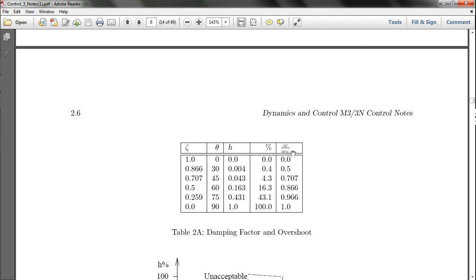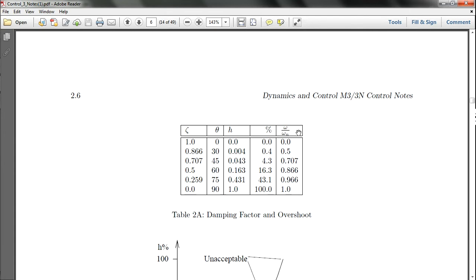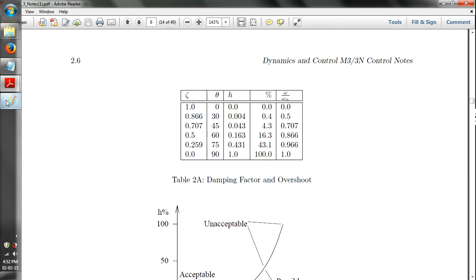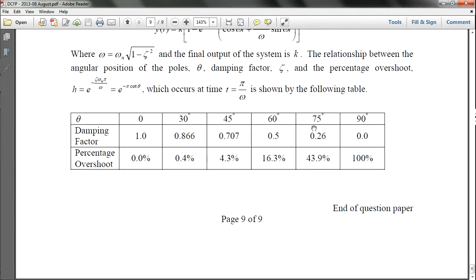And then omega divided by omega natural frequency is just the ratio between the damped frequency and the natural frequency. I also don't know exactly what it is, but make sure that you know all these things. And then if it's larger than 45 degrees, or larger than 0.707, using this table or perhaps the table provided in this portion over here, if it's like this, then it is unacceptable. If it's there, it is acceptable.